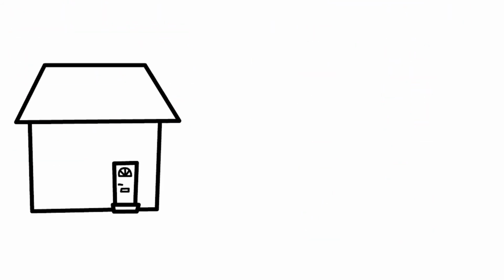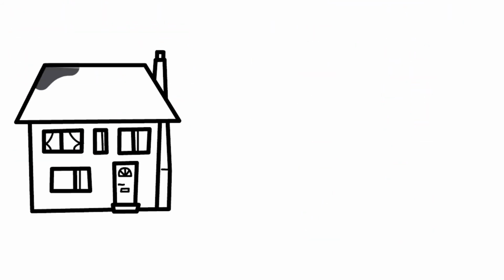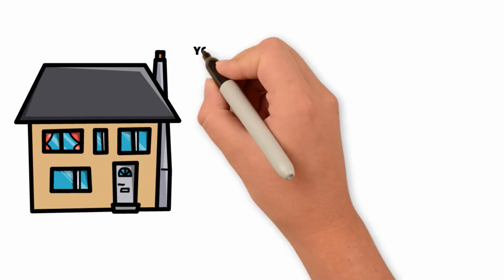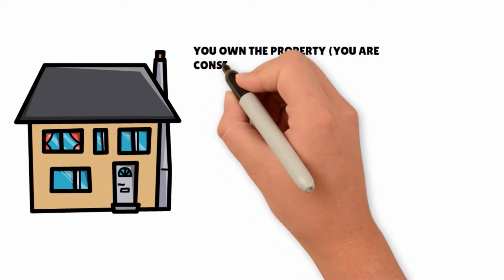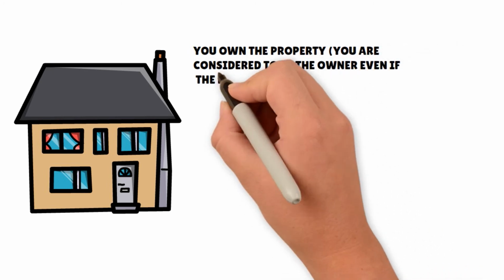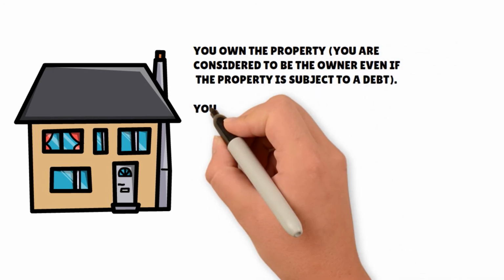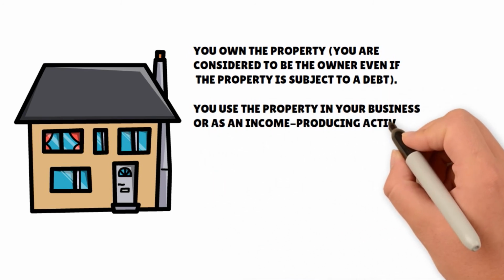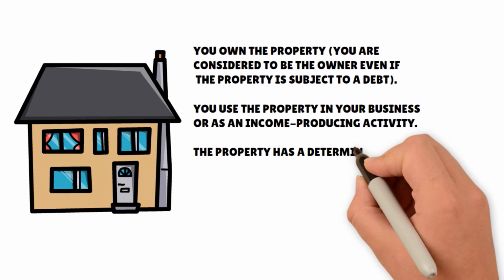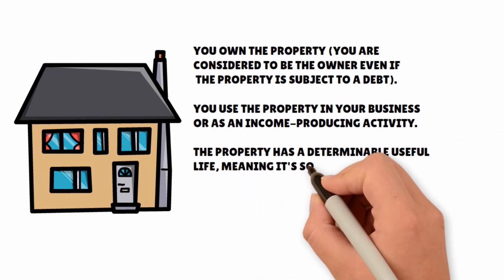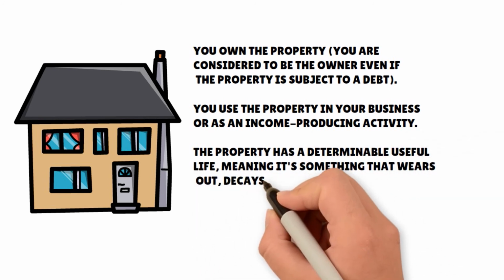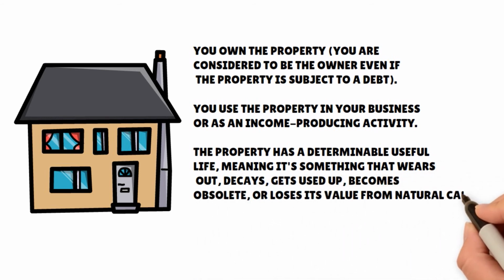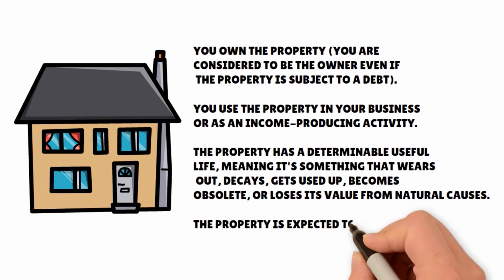Which property is depreciable in the first place? You can depreciate a rental property if it meets all of these requirements. You own the property; you are considered to be the owner even if the property is subject to a debt. You use the property in your business or as an income producing activity. The property has a determinable useful life, meaning it's something that wears out, decays, gets used up, becomes obsolete, or loses its value from natural causes, and the property is expected to last for more than 1 year.